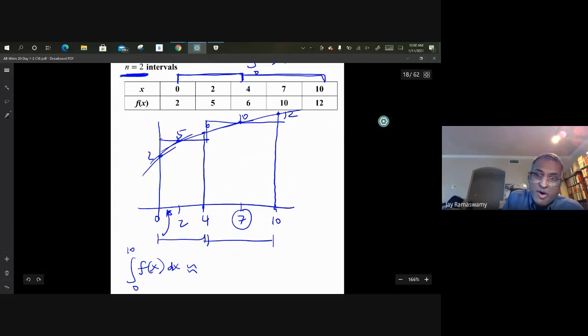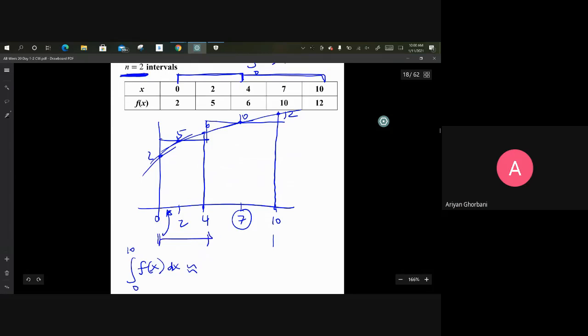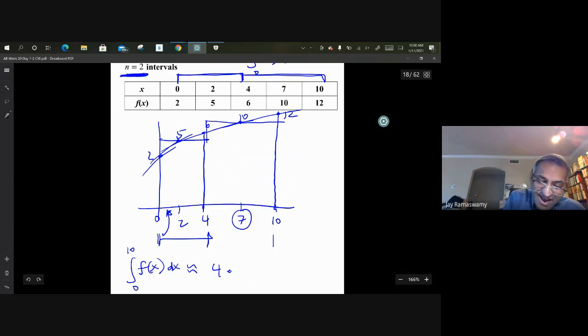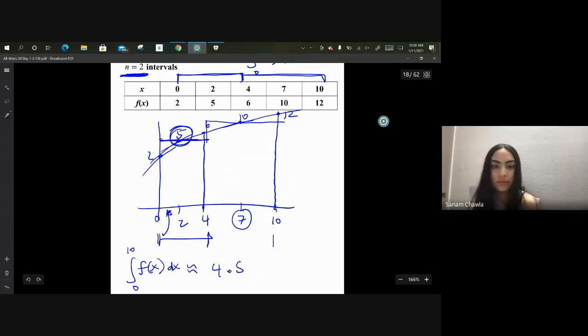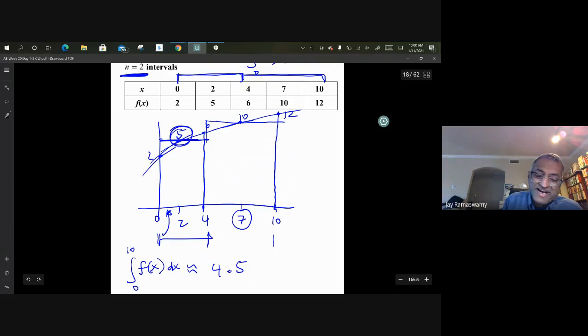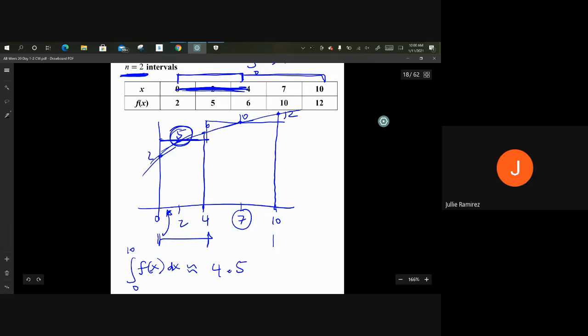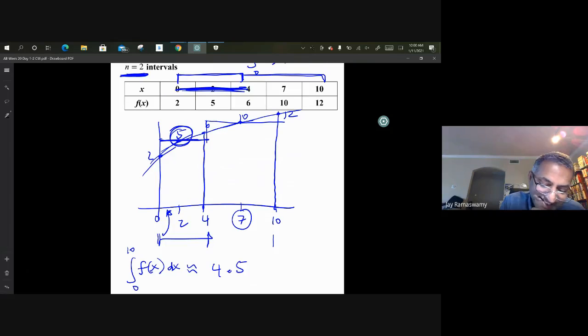Okay, I'm drawing it for you. So look at the board. I need you to look at the board. So what's your first base? 4. And what's your height? 5. Okay, stop. Let me show you where it is in the table. Everybody, stop what you're doing. Look at the table. Is that distance 4? Yes. And where did we get 5 from?